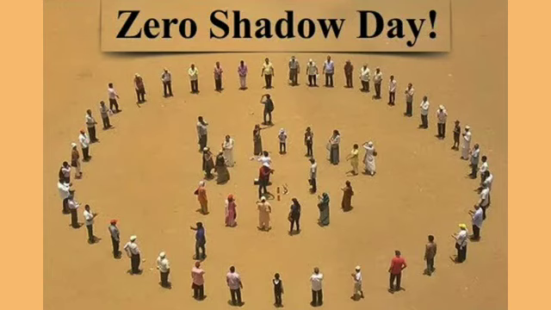Zero shadow day. The day on which the sun reaches exactly overhead is called the zero shadow day. On that day, at noon, shadows completely disappear. This event can only be seen in the region between the Tropic of Cancer and the Tropic of Capricorn. This event occurs in summer on different days in different places in this region.